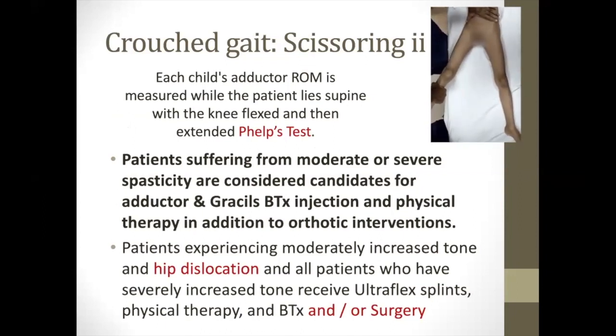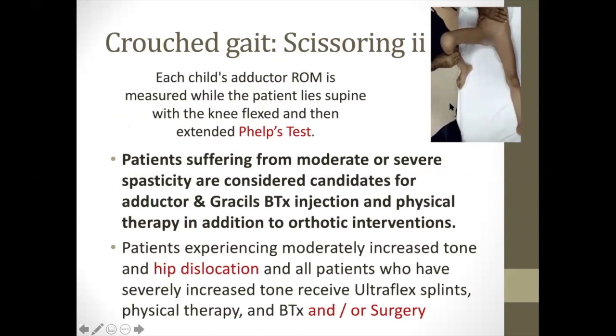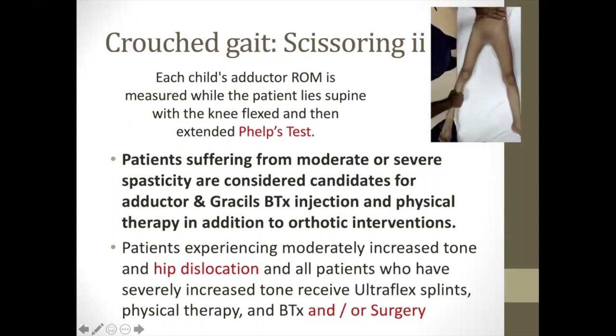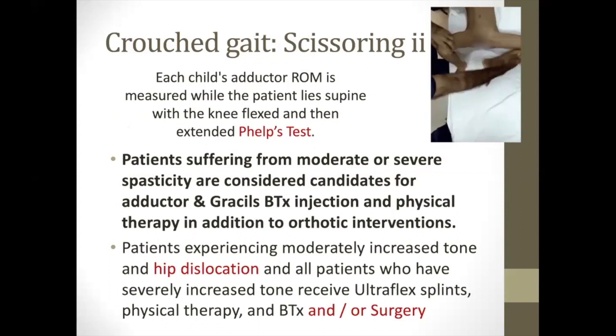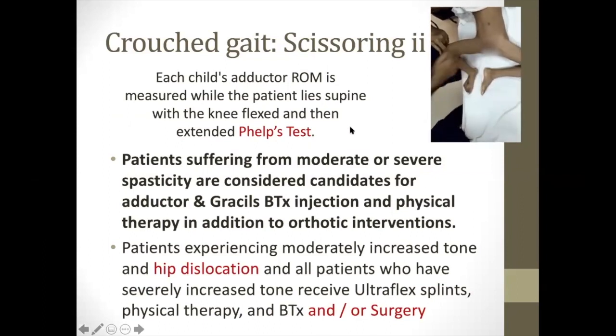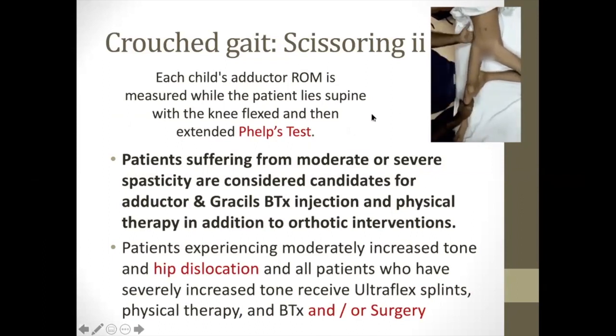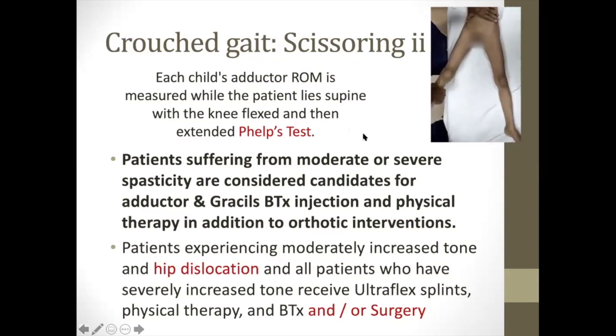So here is the test to differentiate between the contracture of the gracilis and the adductors. It should be done in extension. When it is in extension, it may be because of gracilis, but when you flex the knee, you have neutralized the gracilis and the remaining contracture is the adductors. So you must differentiate with this test. And when there is a severe spastic contracture of the adductors, particularly in these patients, they are at risk for dislocations.